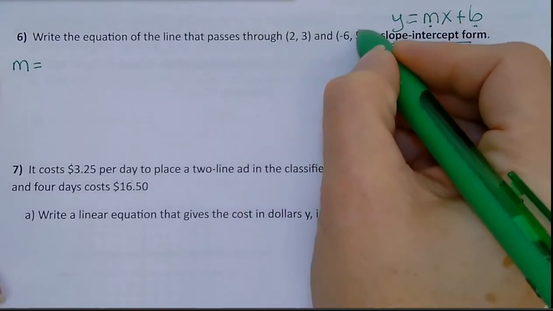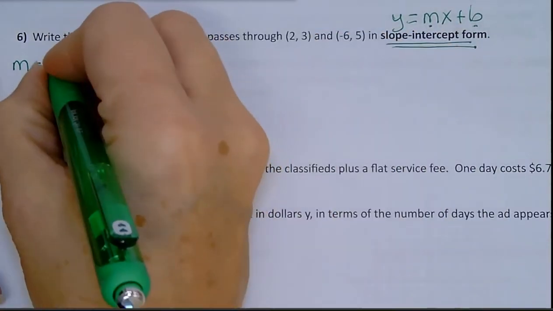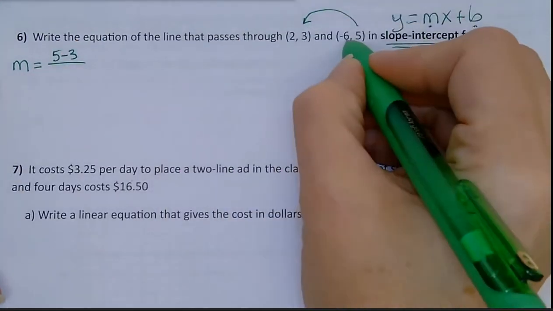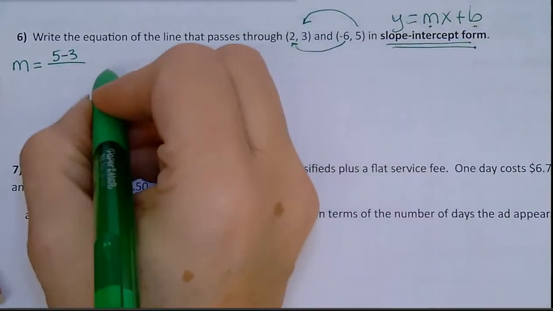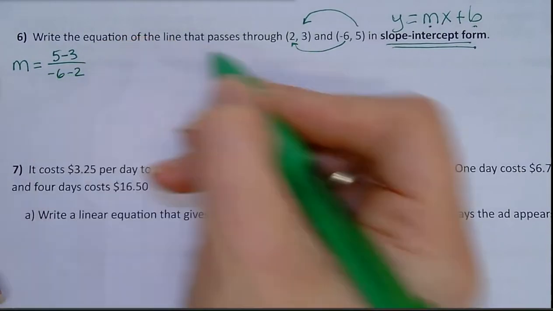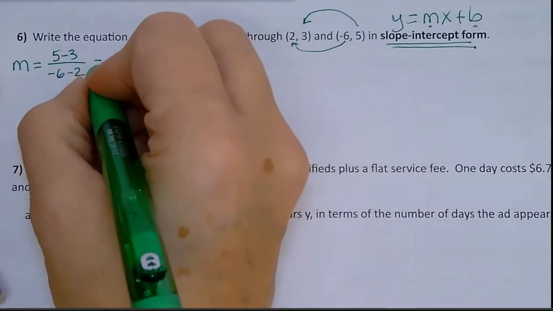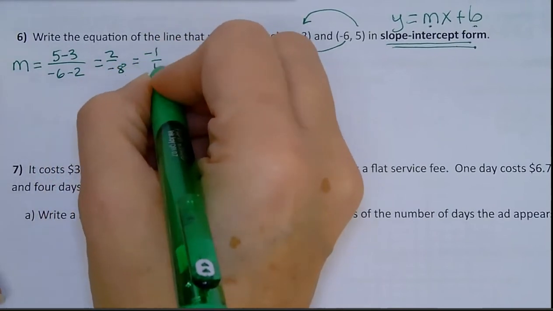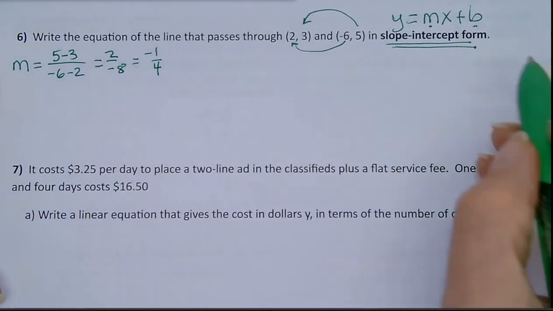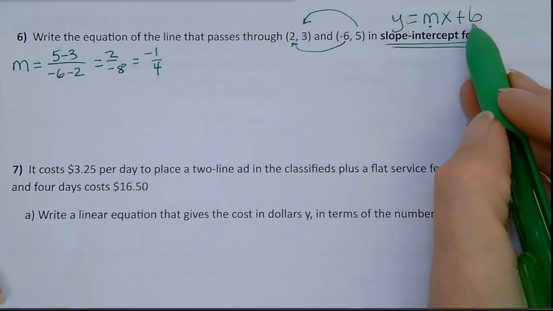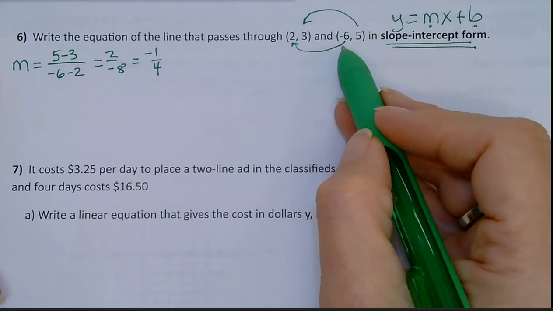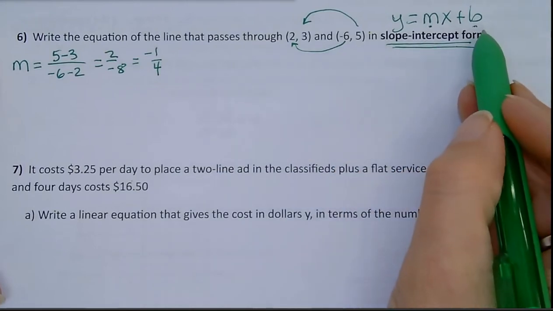So I'm going to say y sub 2 minus y sub 1 over x sub 2 minus x sub 1. So my slope is 2 over negative 8, which I know is negative 1/4. That's my slope. I need to write in slope-intercept form, so I'm going to check. Was either one of these points the intercept? No, it's not, so I have to find my b value.